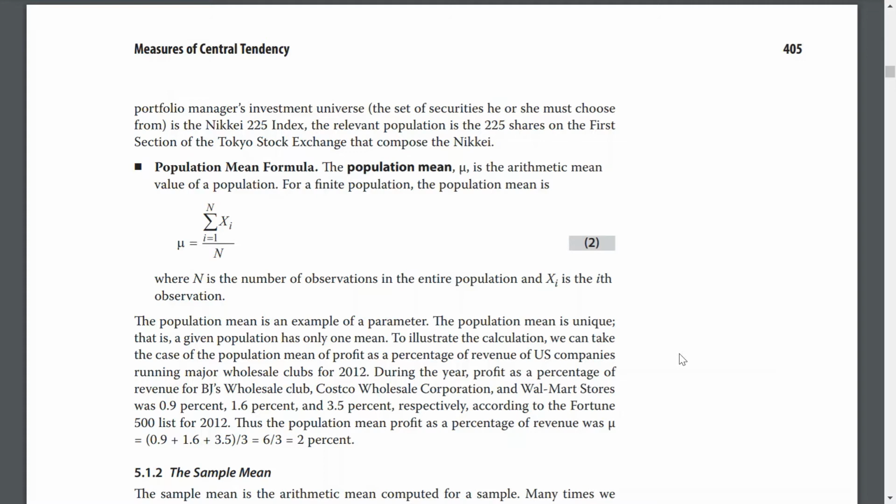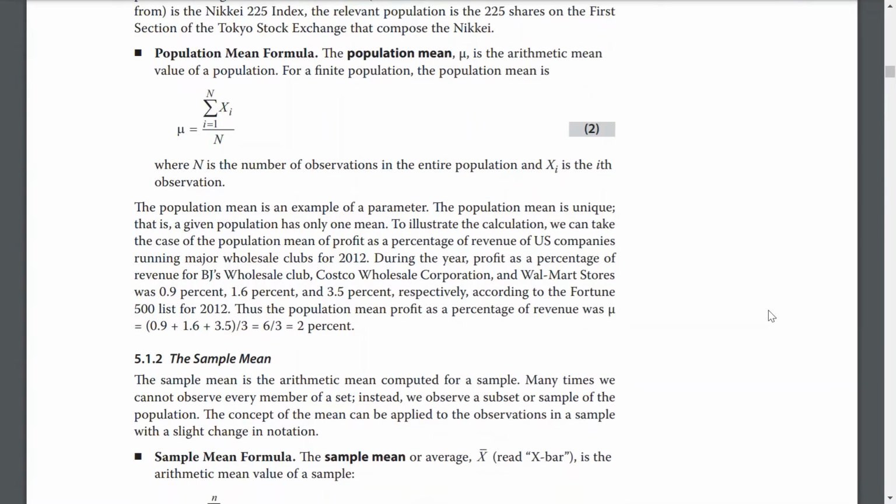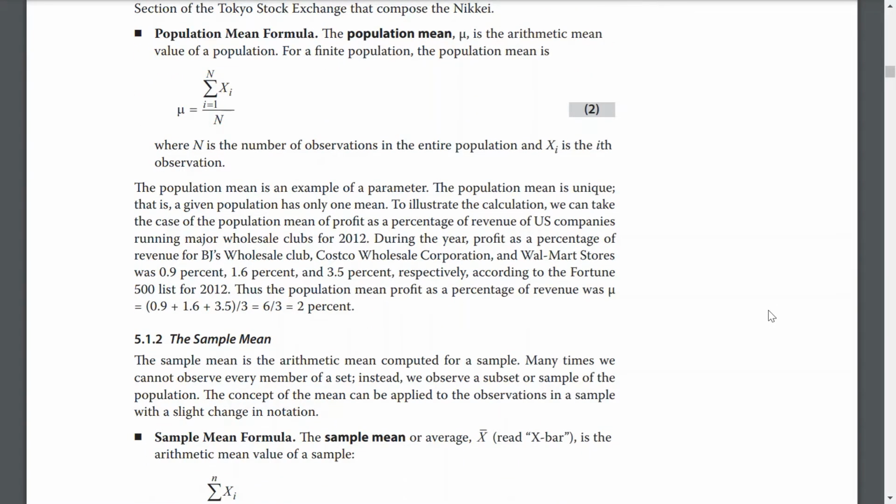Population mean formula. The population mean, or mu, is the arithmetic mean value of a population. For a finite population, the population mean is this. So you add all of them together and then divide by the number of observations in the population, where N is the number of observations in the entire population and Xi is the i-th observation. The population mean is an example of a parameter. The population mean is unique. That is, a given population has only one mean.